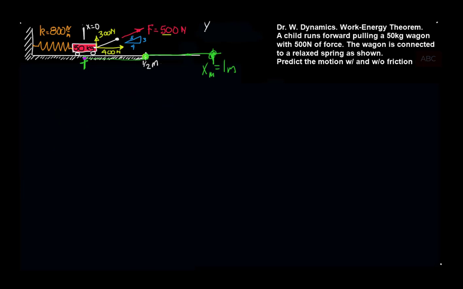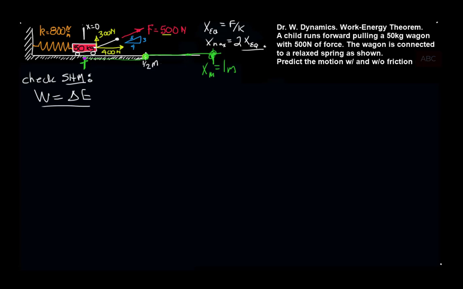We found that x eq was F over k, and x max was 2 x eq so far. And we'd like to check for simple harmonic motion. And an interesting way to do that with conservation of energy is to again apply the work energy theorem.